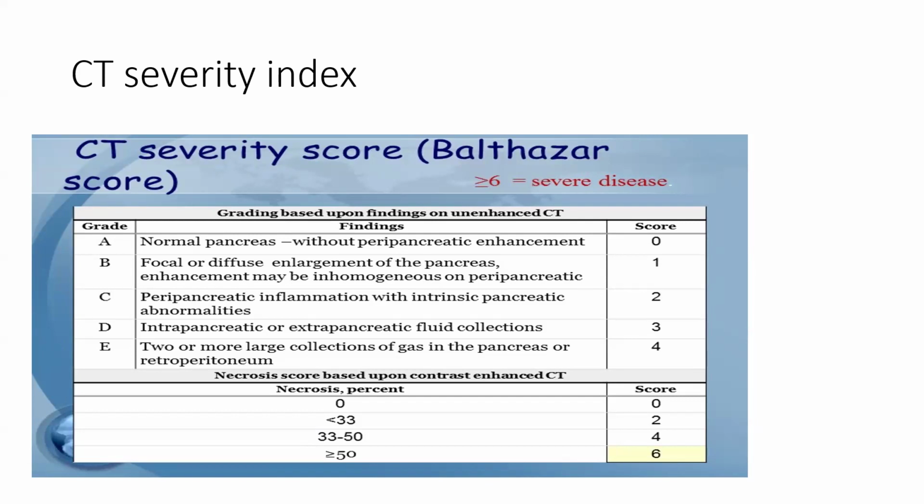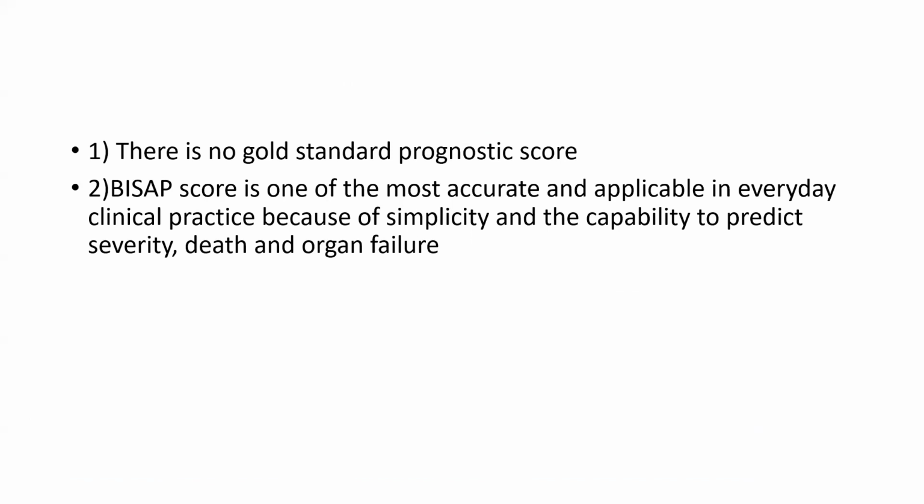Now based on the necrosis, if it is 0% necrosis, 0 score; less than 33% necrosis, 2 score; 33 to 50% necrosis, 4 score; and more than 50% necrosis, 6 score. So there is no gold standard score for prognostication, and the BISAP is one of the most accurate and applicable in everyday clinical practice, because it is very simple and it has a capacity to predict severity, death, also organ failure.